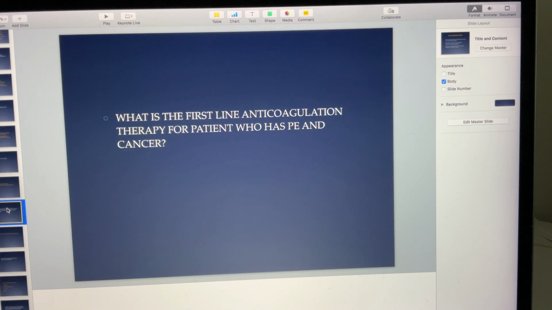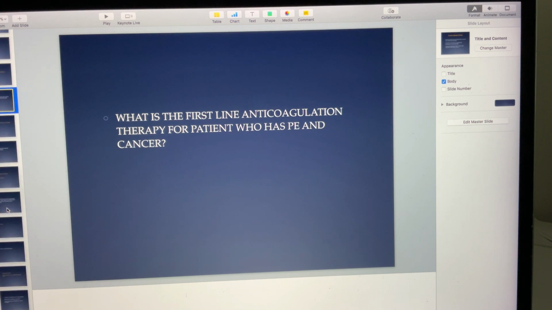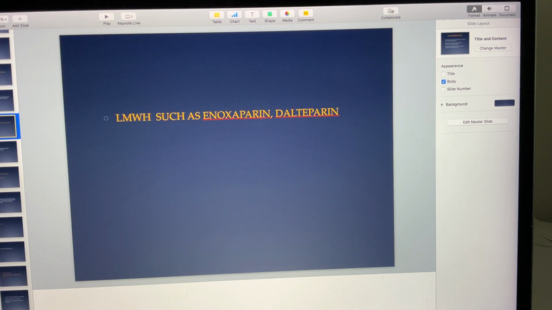Next question: what is the first line anticoagulation therapy for patient who has PE and cancer? Okay, this is commonly tested. So patient has pulmonary embolism as well as cancer. What anticoagulation would you use? So in this case, you want to use low molecular weight heparin, such as enoxaparin or dalteparin. Okay, so you remember that. That's a very important question.